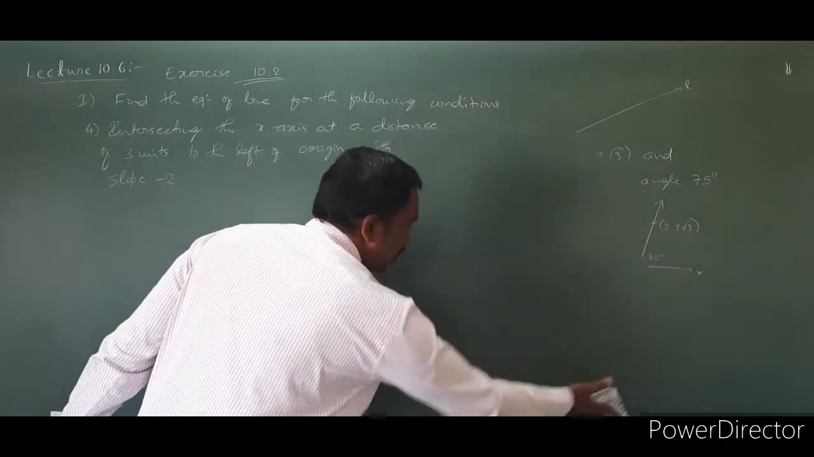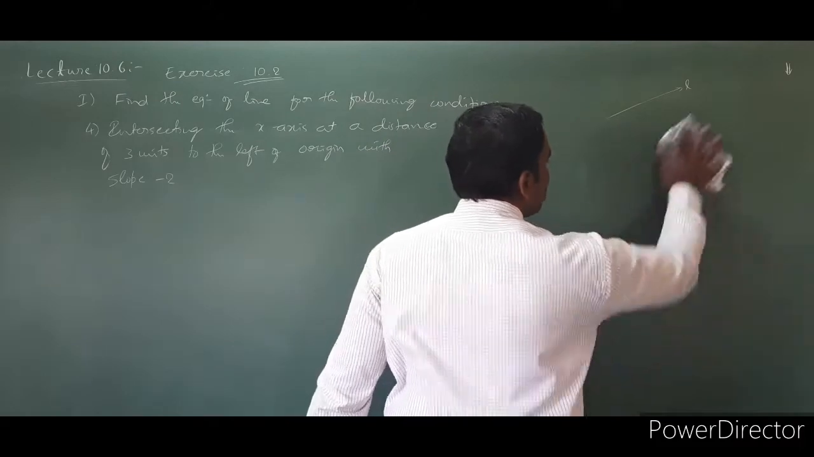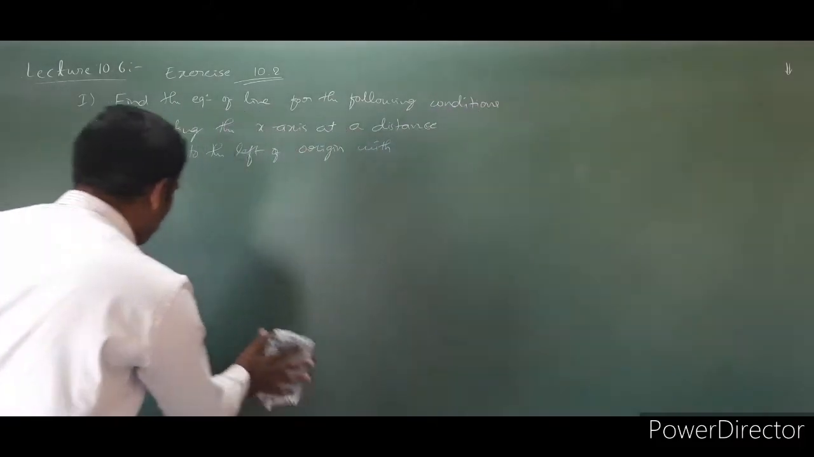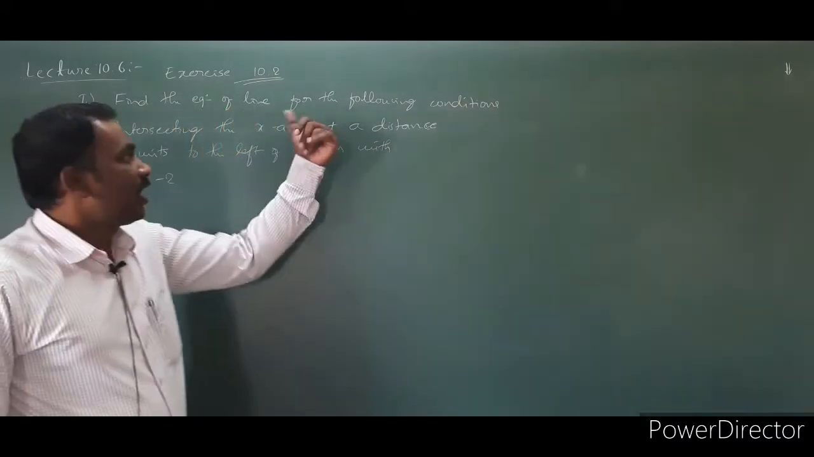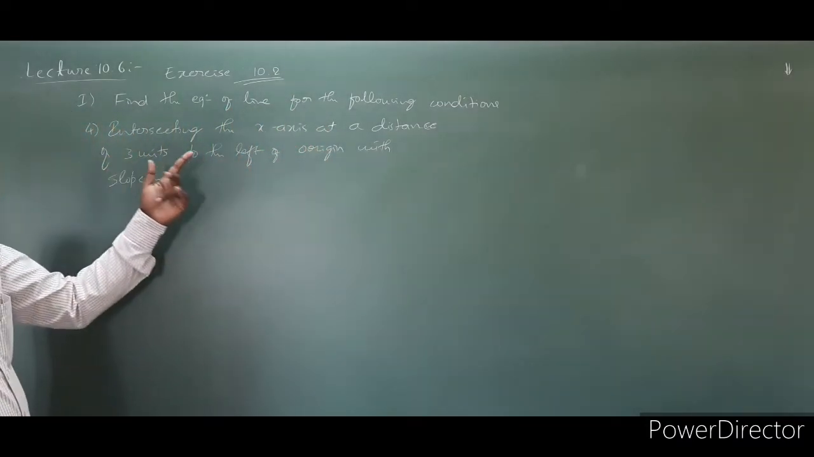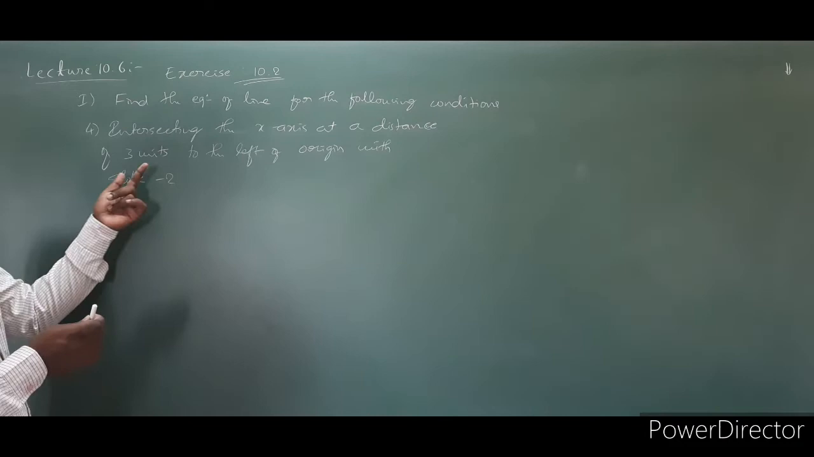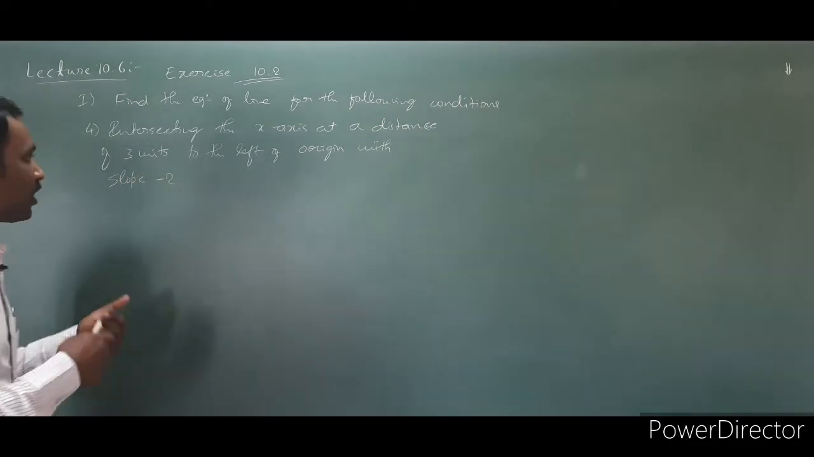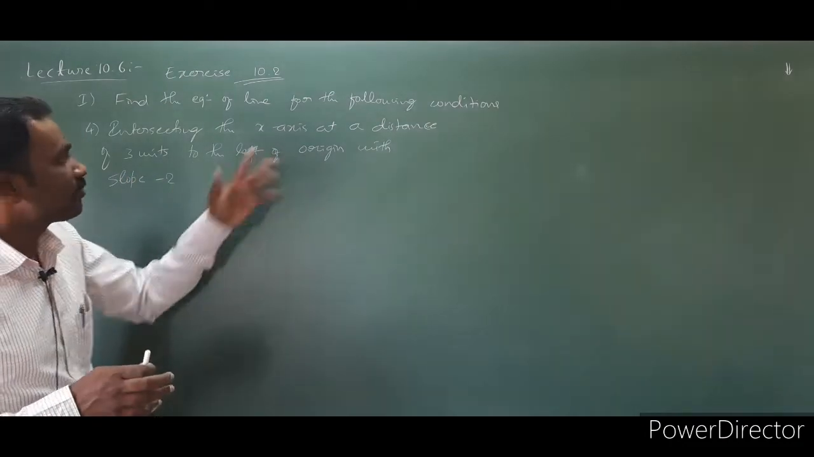How do you find it? Read the question carefully. What is the given thing? Which form is suitable? And what are the things we can use to get the equation of the line? We need to find the equation of the line. The following condition is intersecting the x-axis at a distance of 3 units. Where? Whether the positive side or negative side? Left side of the origin.